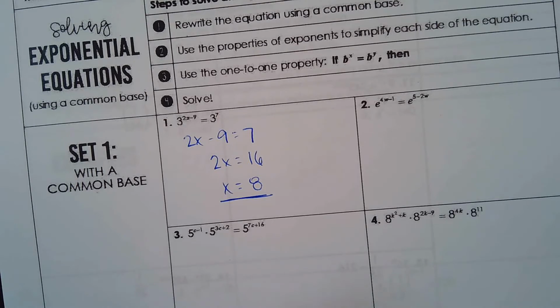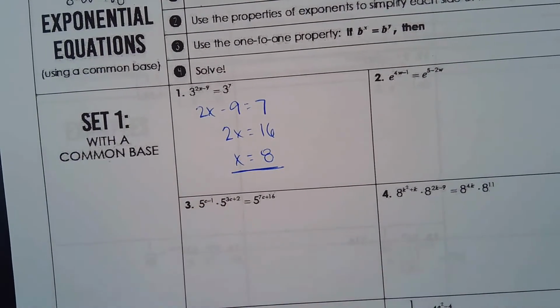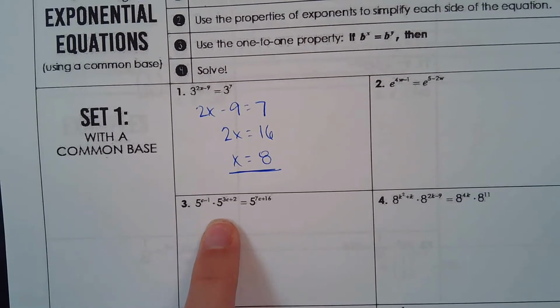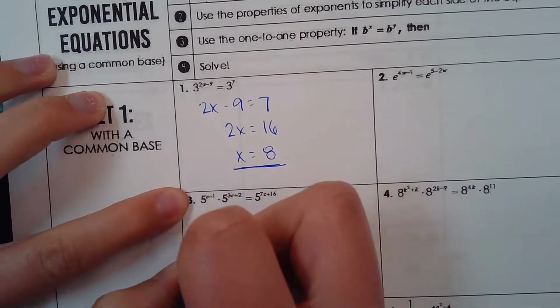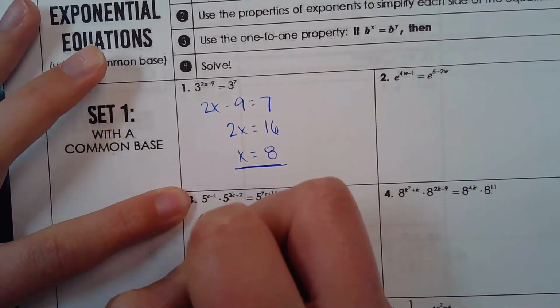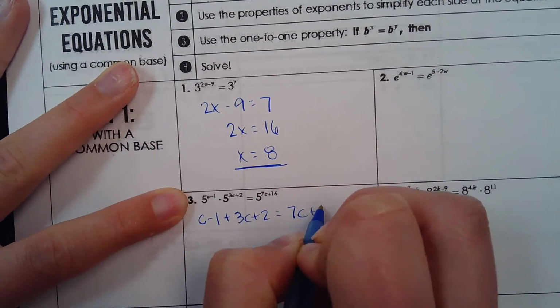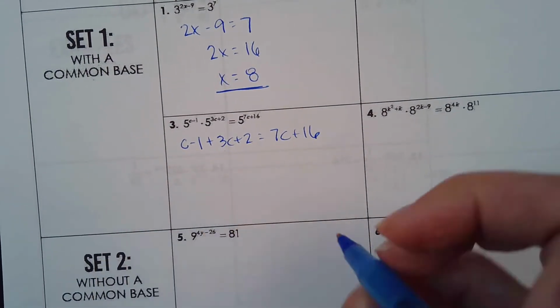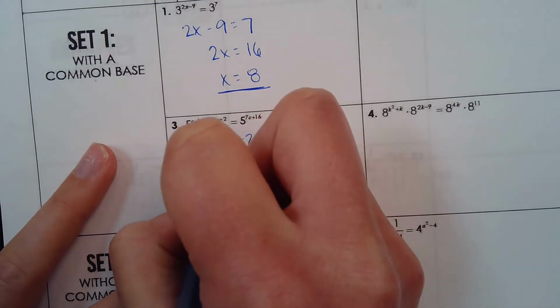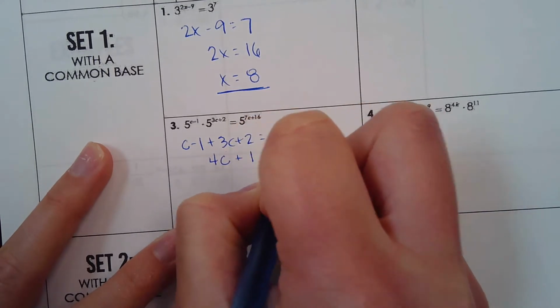Okay, so for number 3, this is just a little bit different because we've got two things going on. So I need you to think back to exponent rules. If you have terms with like bases, what do you do with the exponents? You add them, right? So we would have c minus 1 plus 3c plus 2 equals 7c plus 16. So then we would combine like terms on the left side. So 1c and 3c is going to give us 4c, and a negative 1 and a positive 2 would be plus 1 equals 7c plus 16.